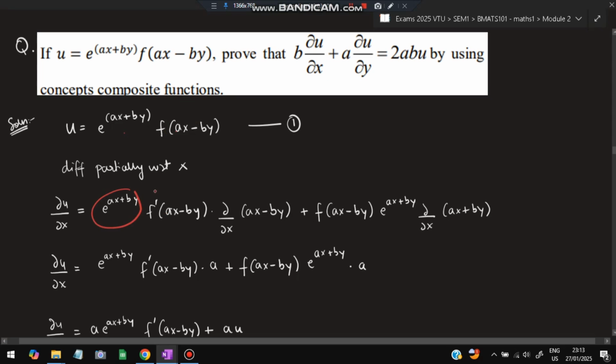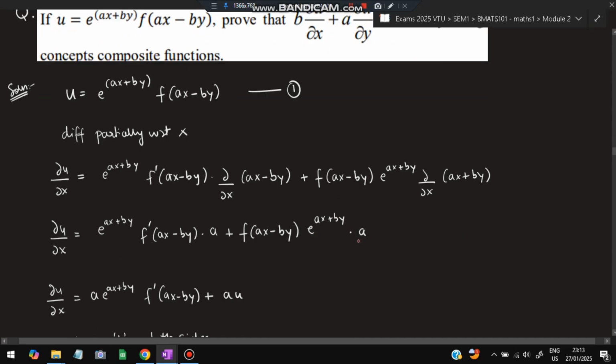So for u v dash, when we do v dash here, we'll write f dash of ax minus by, and we'll differentiate the inside again. When we differentiate partially with respect to x, we will get an answer a here, so we have written a here. After that this is u dash v. So v will remain as such, and u dash we differentiate, so it will be this one only, because the differentiation of e power x is e power x only, but instead of x we have ax plus by, so we again differentiate ax plus by and get another a here.